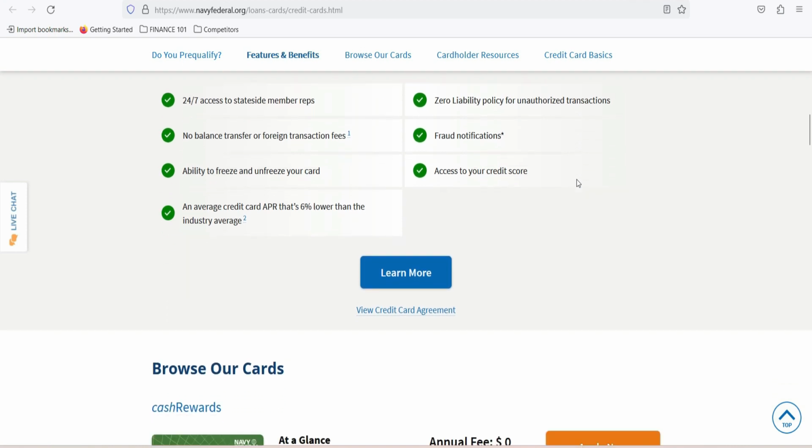3. Choose the right Navy Federal credit card. Navy Federal offers a range of credit cards, each with its own features and benefits. Choose the card that aligns with your financial goals and lifestyle. If your objective is to secure a higher credit limit, consider cards known for offering substantial limits.